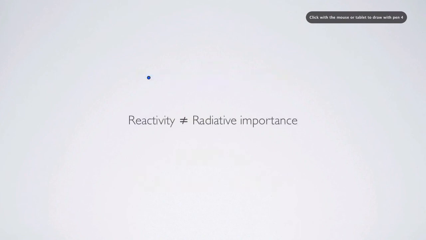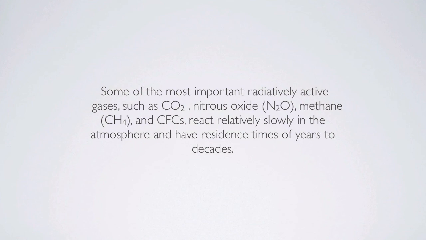And as you read through the book, you'll see also that it's important to think about that the reactivity of these gases in the atmosphere, and this extends beyond CO2, is not necessarily proportional to its radiative importance. So some of these gases turn over faster than others, and some of them are a lot more important as far as the radiative balance of the Earth is concerned. So the authors have a statement that some of the most important radiatively active gases such as CO2, nitrous oxide, which is N2O, methane, which is CH4, and CFCs react relatively slowly in the atmosphere and have mean residence times of years to decades.